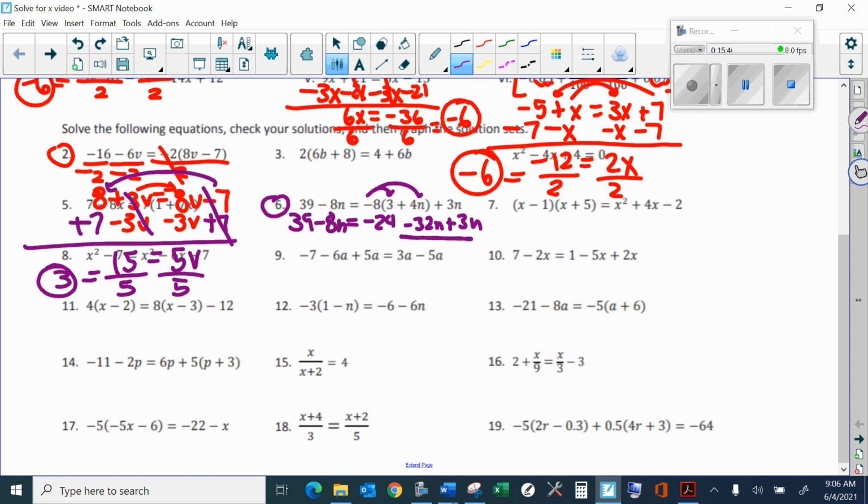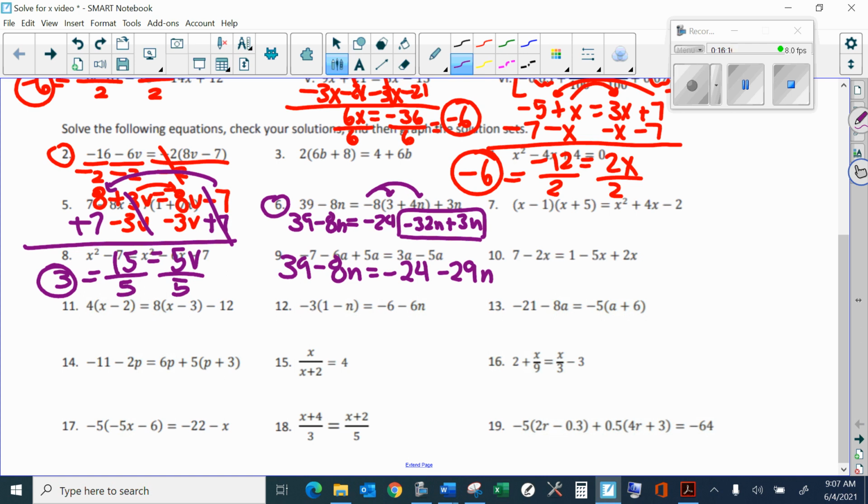So note on each side of the equal sign, on the left side, there's no terms to combine because that 39 does not have an n with it. I can combine like terms on the right. Okay, so now I have 39 minus 8n equals negative 24 minus 29n.